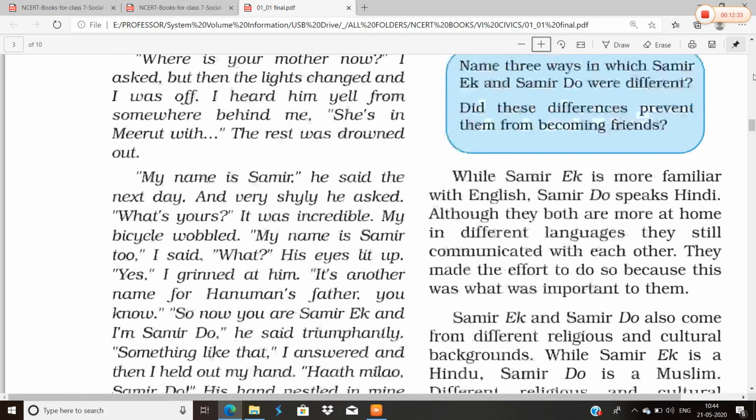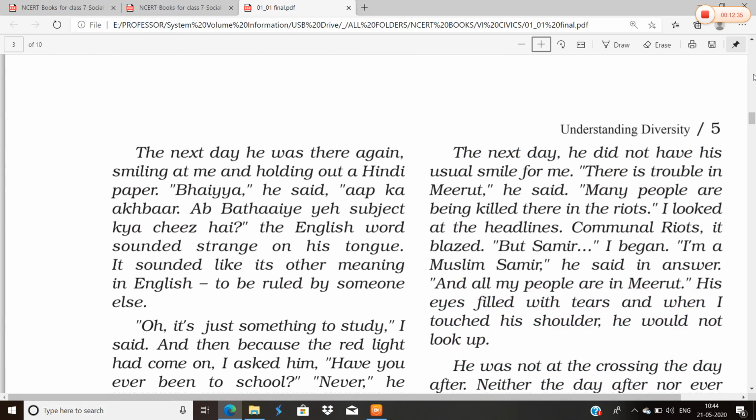And then the next day, when he again went to the same place, Samir Do did not have his usual smile for me. Then the boy asked what happened. Samir Do replied, "There is trouble in Meerut. Many people are being killed. There is a riot." I looked at the headlines. Communal riots.